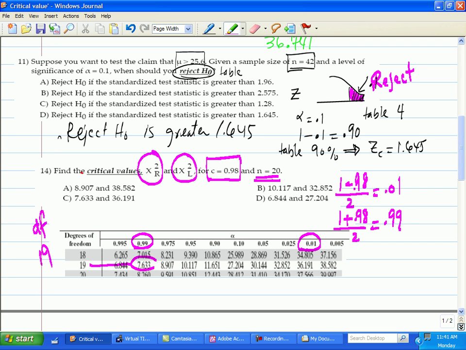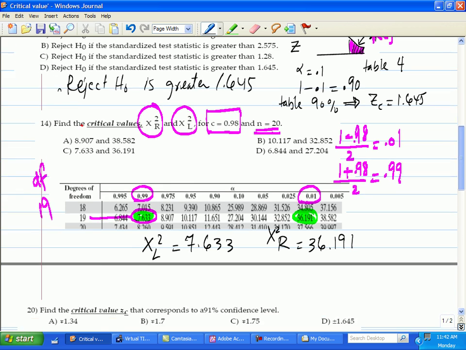That will be the first value we're interested in. Let me color it. That's the first value, and the second value will be right here. The big value is the chi on the right, and the one on the left is the small one, 7.633, and the chi on the right is equal to 36.191. And that's letter C, and that's number 14 out of the review. Let's see if we have another problem.